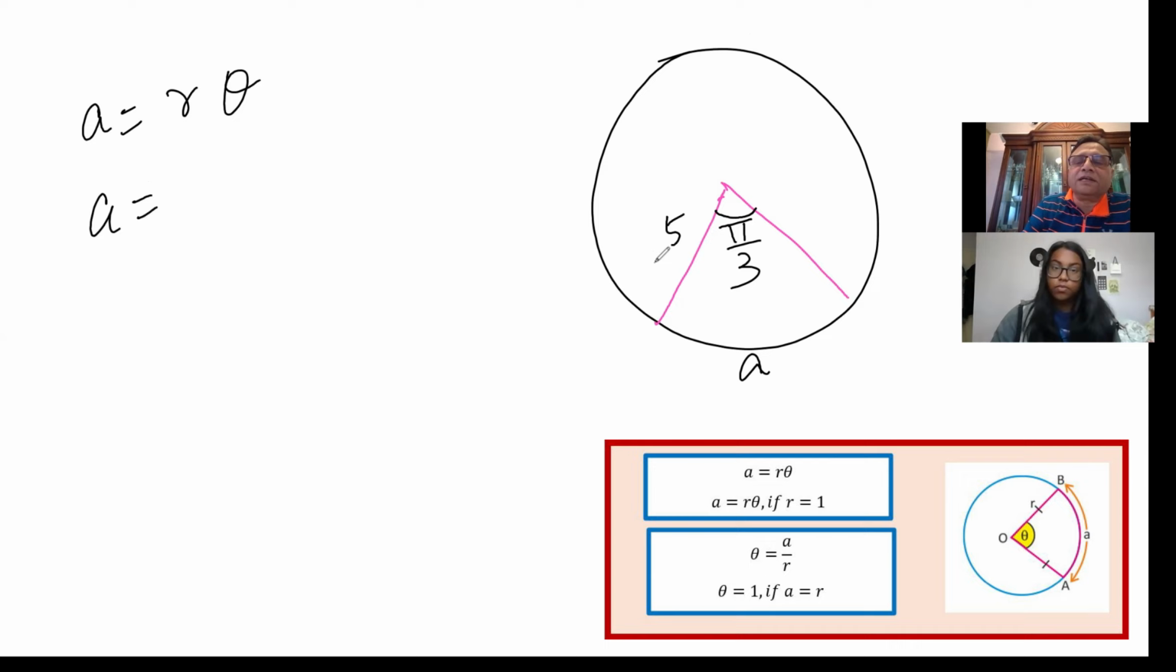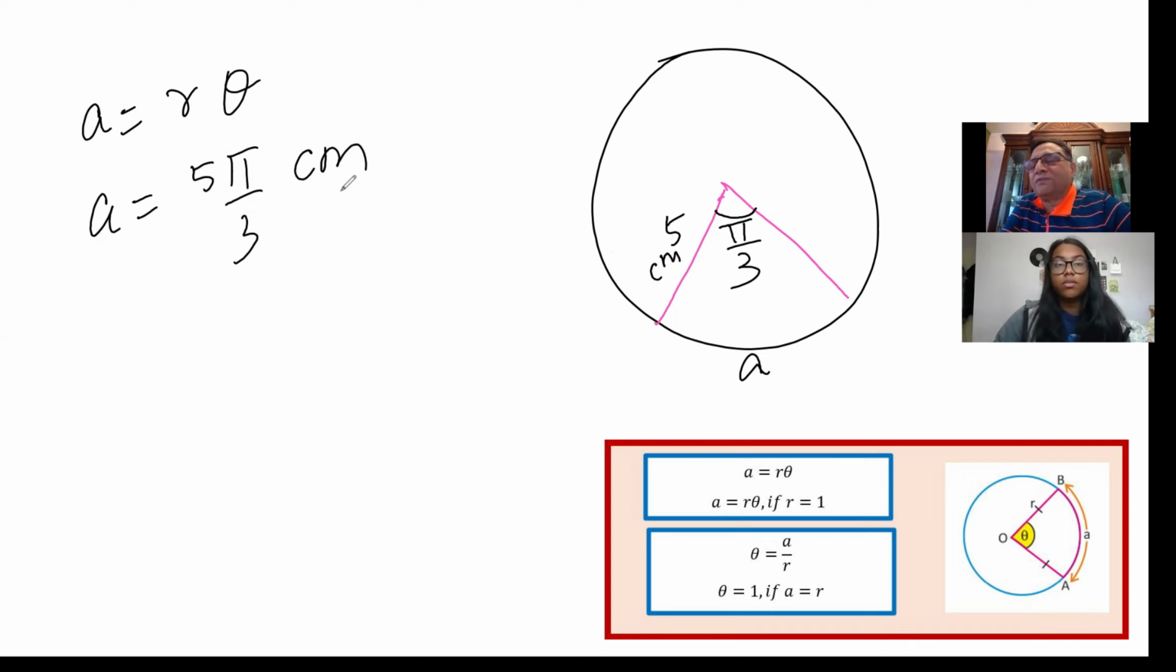Let's say this is in centimeters. So it'll be 5 times pi by 3 in centimeters. That becomes the exact value. You can always multiply with 3.14, so approximately 5 point something, very close to 5. That is how you can find this. So this is your minor arc.